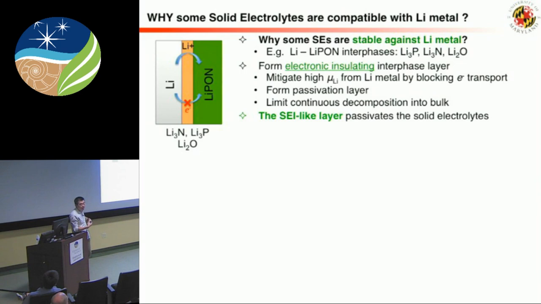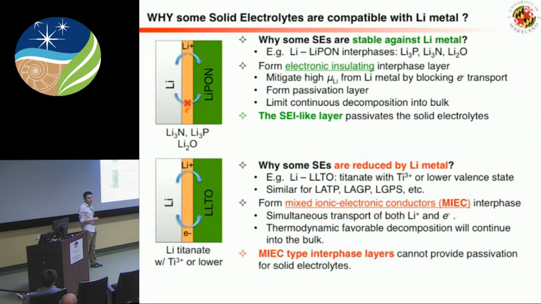But why is that? If it reacts the same way as LGPS, why would this material work? If you look at what formed here, what we think is that when the reaction happens, they form some interfacial layers, such as lithium nitride, lithium phosphide, and lithium oxide. All these materials are electron insulating. So they block the electrons from coming through and only allow lithium ions to go through. As a result, this becomes a passivation layer, which protects the solid electrolyte.